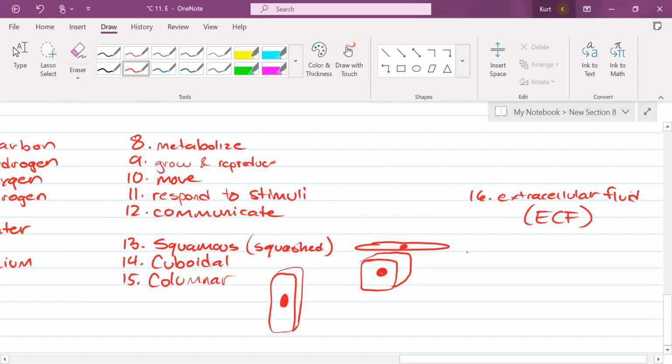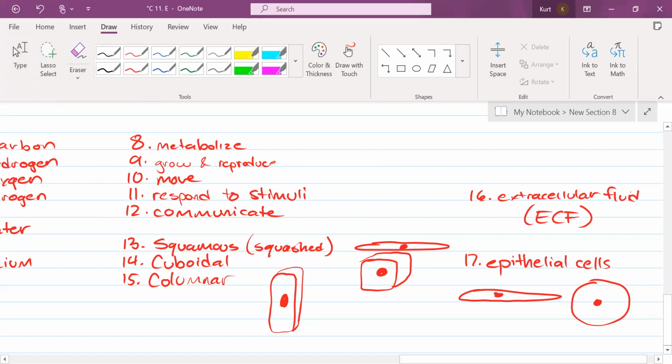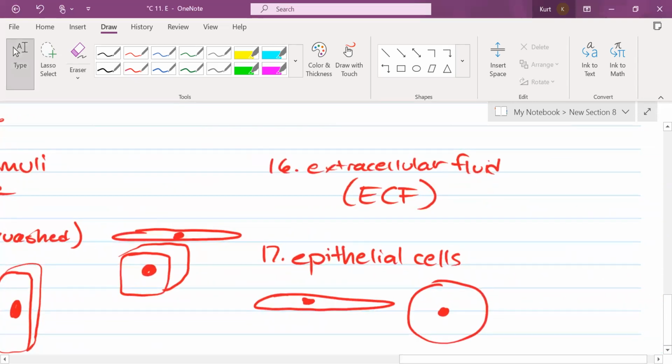ECF. And finally, number 17, name the flattened cells important in protection against damage that fit together like tiles. These are called epithelial cells. They look like this from a sagittal plane. They look like this from a transverse plane. So looking at them from the side and looking at them from above. Extracellular fluid.